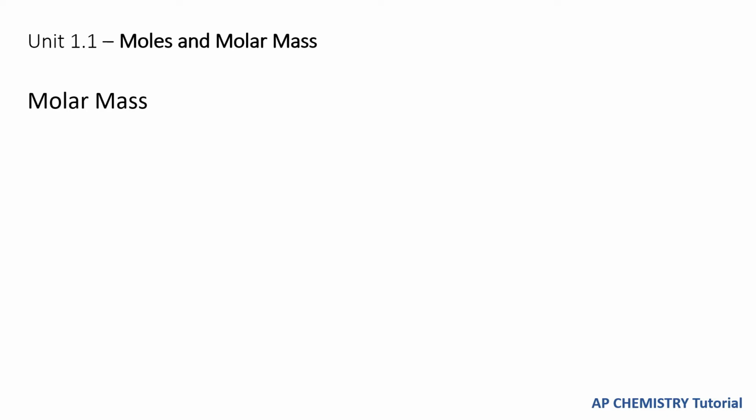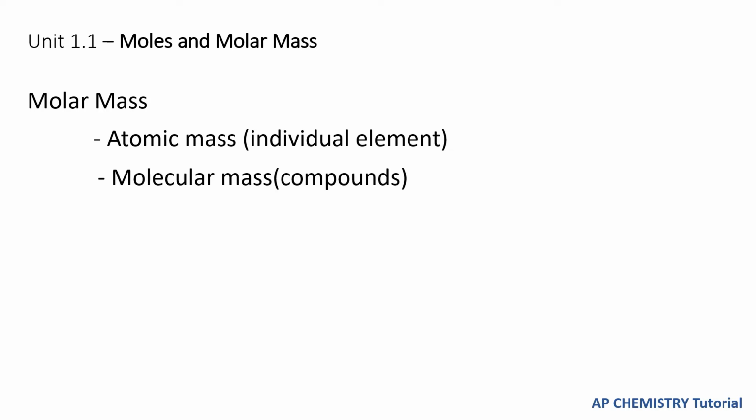Before we proceed with determining the number of moles of a substance, let us first discuss the molar mass. Sometimes it is also known as formula mass. Molar mass is the mass of a substance which is equivalent to 1 mole of that particular substance. We have two different terms used for molar mass. The first one is the atomic mass, if our given substance is just an individual element, and then we use molecular mass if our substance is a compound.